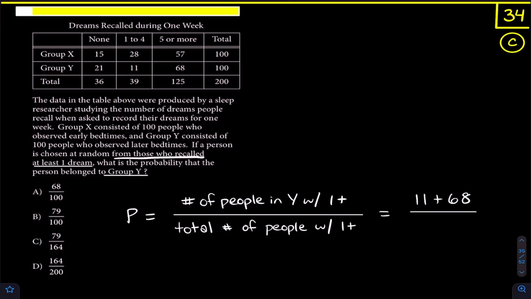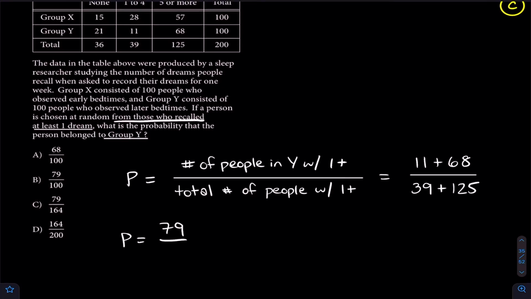And the denominator, that's the total number of people with one or more dream. That's going to be 39 plus 125. Okay, we're not going to count that 36 because they didn't record one or more dream. That's the people that we're picking out of. So again, the denominator is going to be 39 plus 125. And so the probability here is going to be 11 plus 68, that's 79, divided by 39 plus 125, that right there is 164.